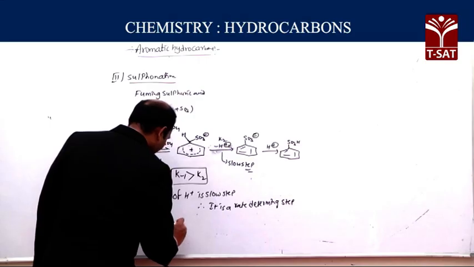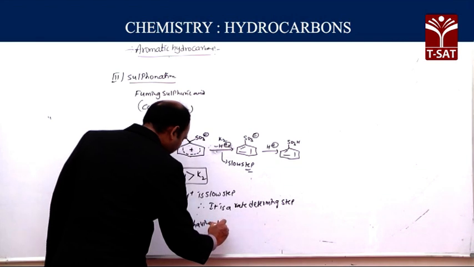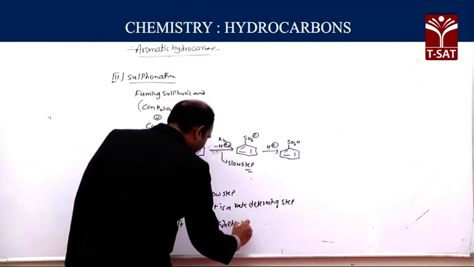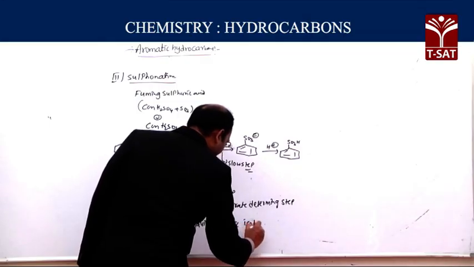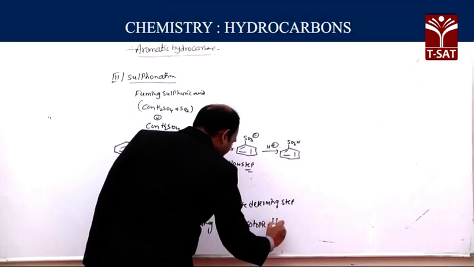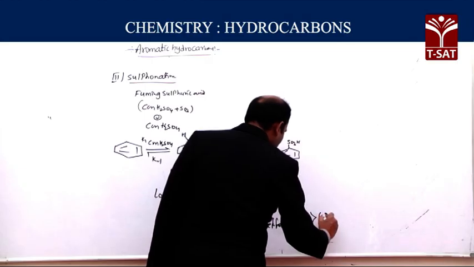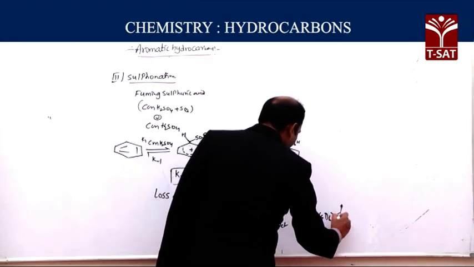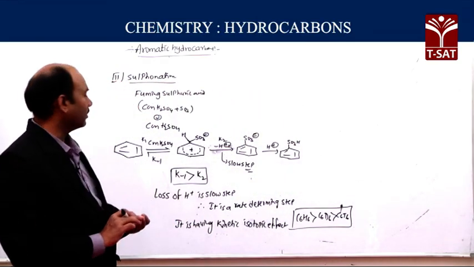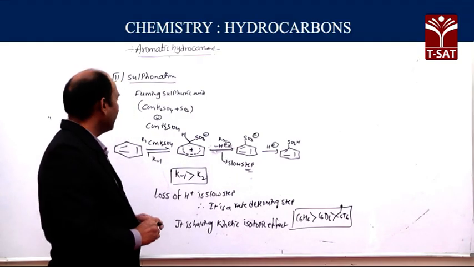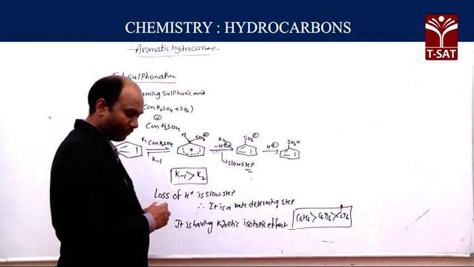Therefore it has a kinetic isotope effect, which means the rate for C6H6 is greater than C6D6, which is greater than C6T6. That means we can observe the kinetic isotope effect only in iodination and sulfonation, but in the remaining reactions it is absent. This is sulfonation.